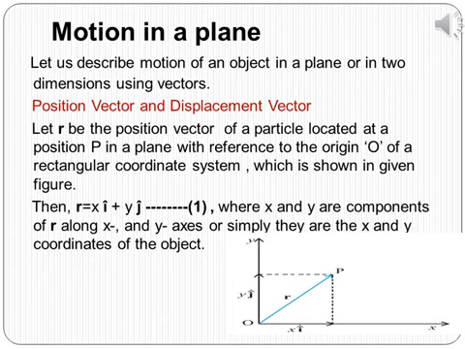First, let me discuss position vector and displacement vector. Let r be the position vector of a particle located at a position P in a plane with reference to the origin O of a rectangular coordinate system, which is shown in the given figure. Then the position vector r is mathematically expressed as vector r is equal to x i cap plus y j cap, which is expression 1, where x and y are the components of the position vector r along the x and y axis, or simply they are the positive x and y coordinates of the object.